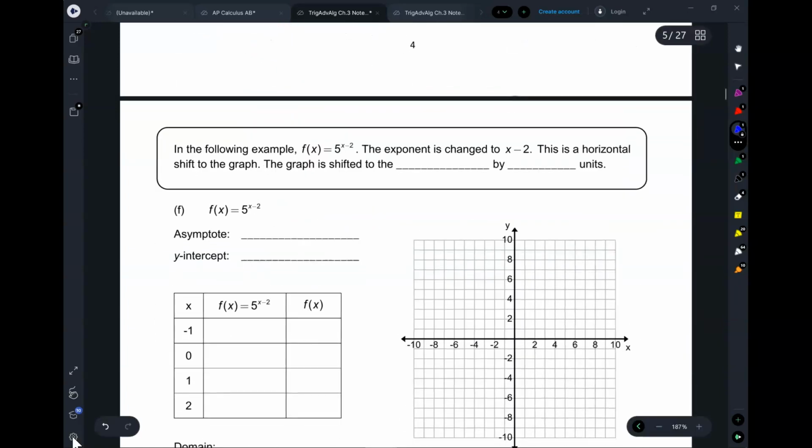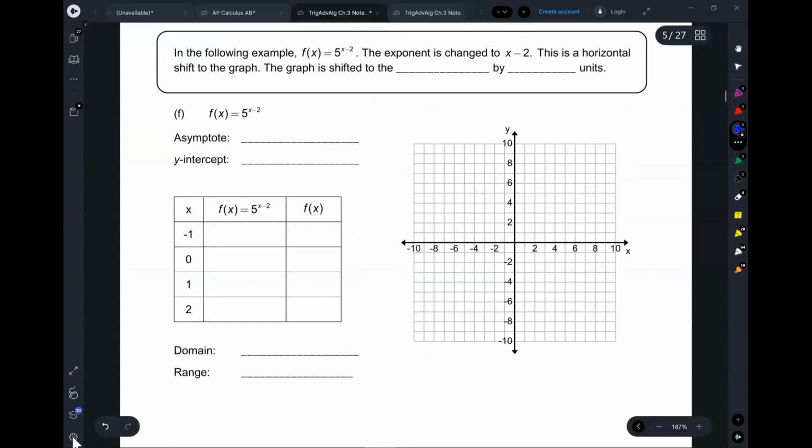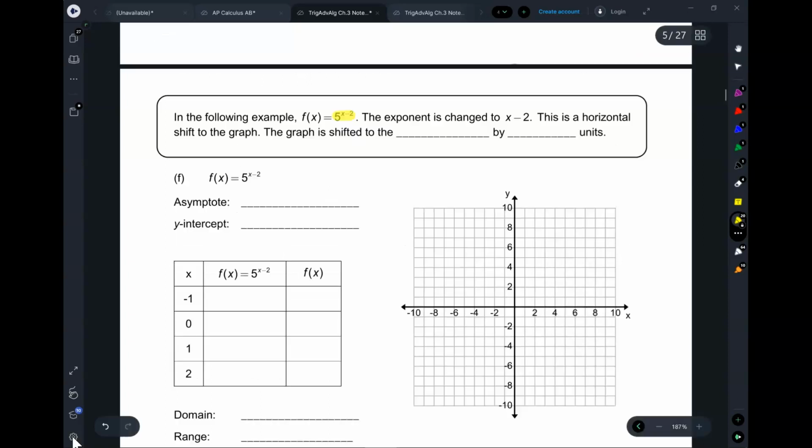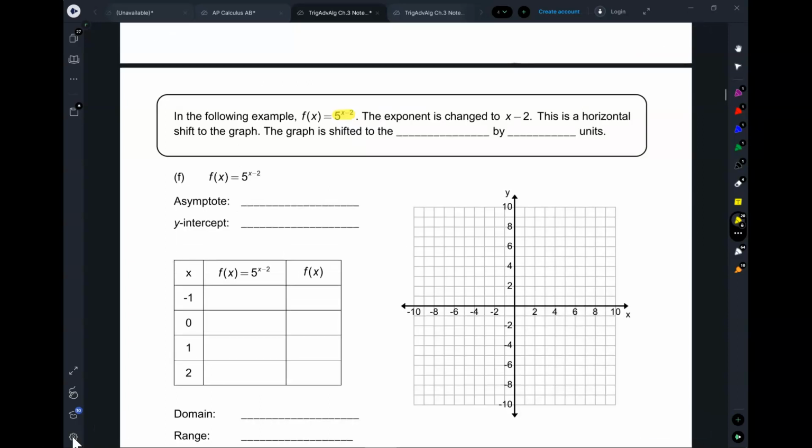Okay. So next. Now take a look at this. We have f of x equals 5 to the power of, not x anymore, it's now 5 to the power of x minus 2. The exponent is now changed to x minus 2, right? When you have a number added to or subtracted from the x, this is a horizontal change, a horizontal shift.